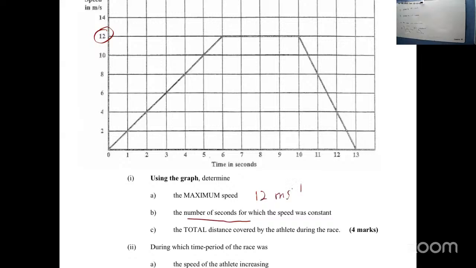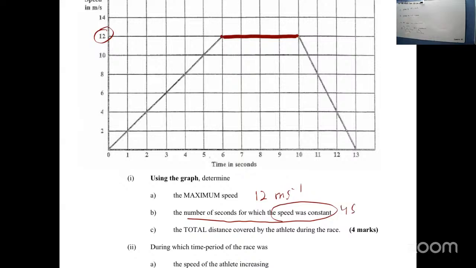The number of seconds when the speed is constant, right? So which part of the graph shows the speed is constant? The horizontal. Remember all those straight lines, right? How long is that? 4 seconds. Very good.